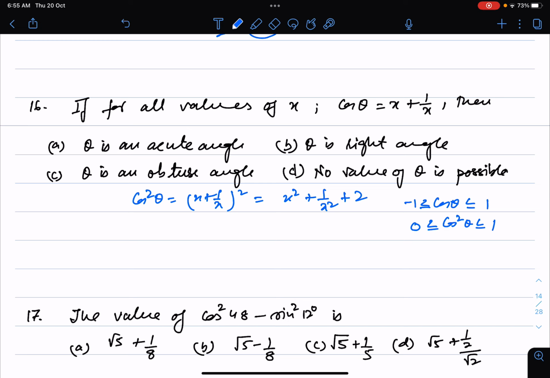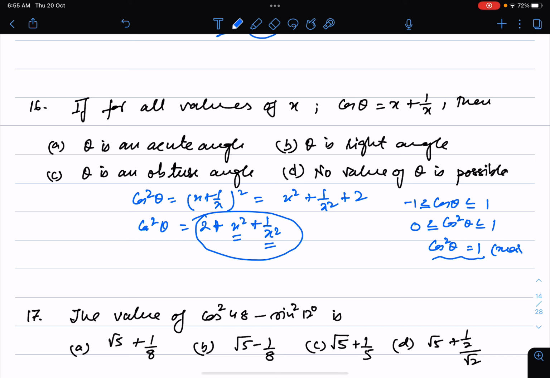So cos theta's maximum value, cos square theta ka maximum value kitna ho sakta hai? That is only 1, right? Maximum value, this is the maximum value. And over here it is saying cos square theta is equal to 2 plus x square plus 1 by x square. X square is positive, 1 by x square is positive, and we are adding into 2. So obviously this will become greater than 2, which is not feasible. So D is the correct option. D says no value of theta is possible.